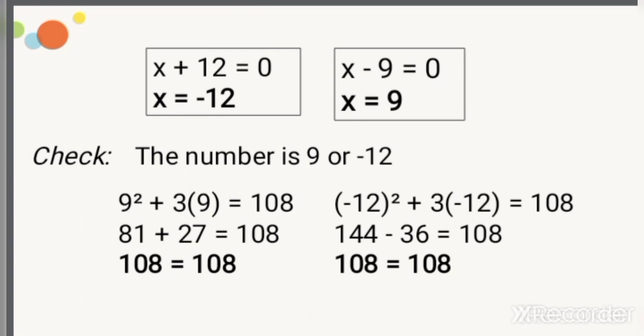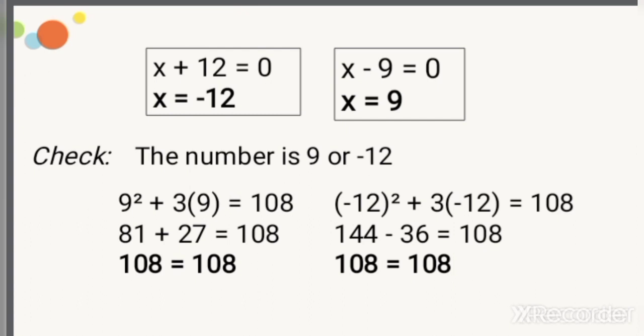Then, to solve this, we will use the additive inverse by adding negative 12 to both sides. So we have x plus 12 minus 12 equals 0 minus 12, and x minus 9 plus 9 equals 0 plus 9. So we have x equals negative 12 and x equals 9. To check this, we will substitute the values of x.